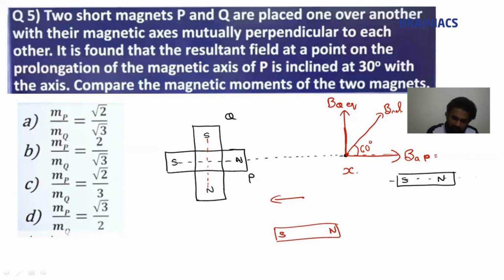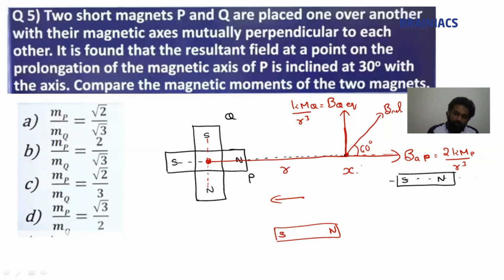So the formula for this one is 2km divided by r cube, and this is going to be km divided by r cube. This is due to P and this is due to Q. And the distance from the center is the same, because the centers of both of the magnets are the same. They have been kept over one another with the magnetic axes mutually perpendicular, so we can consider this distance the same for both.